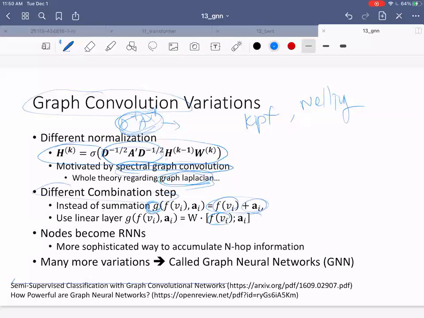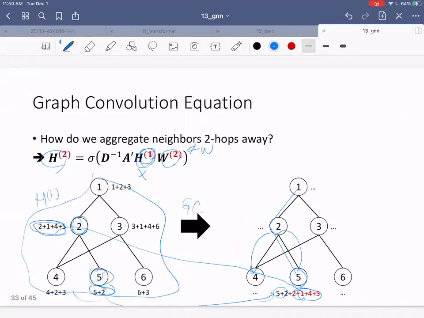But you can concatenate them and then add a linear layer to combine them. Another variation is using RNNs per each node. So here, if you did H1 to H2 to H3, you were still just adding and adding and adding. You were adding here, and then you were adding here. So that's kind of like an RNN.